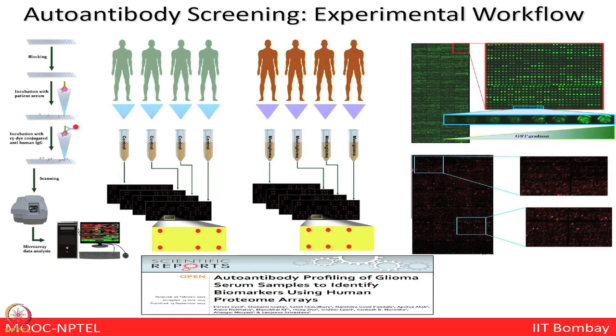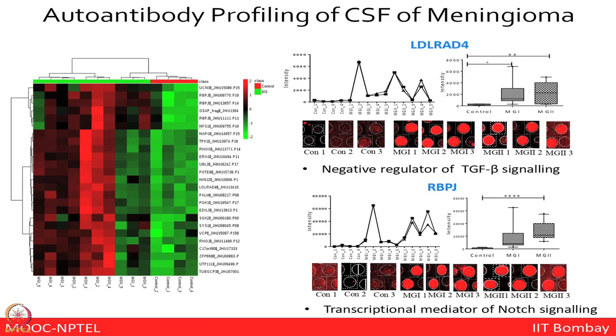To do this work, we collaborated with Johns Hopkins, where we have almost 19,000 proteins printed on the chip. Now, if we see a signal from the autoantibody, which is shown in the next slide, these are the control samples, healthy individuals, meningioma grade 1 and meningioma grade 2 patients, and some proteins are showing very strong response, and these could be potential autoantibody biomarkers for the detection of this particular tumor.